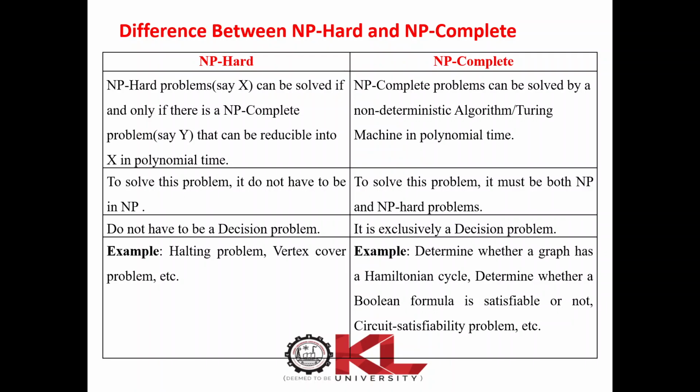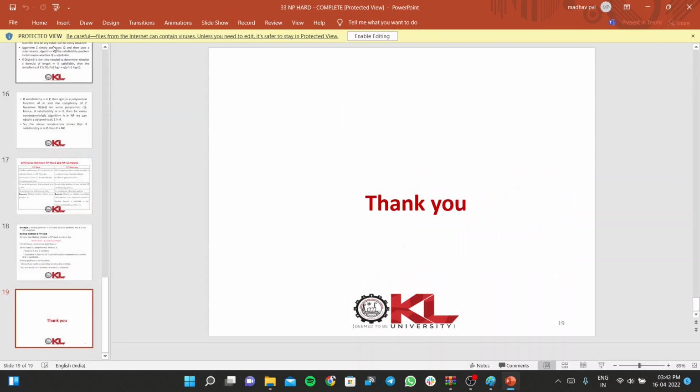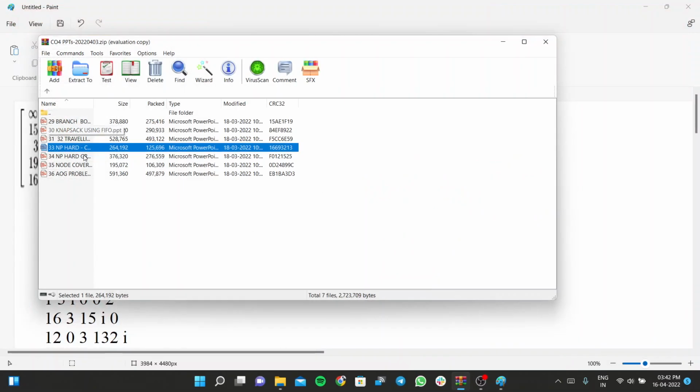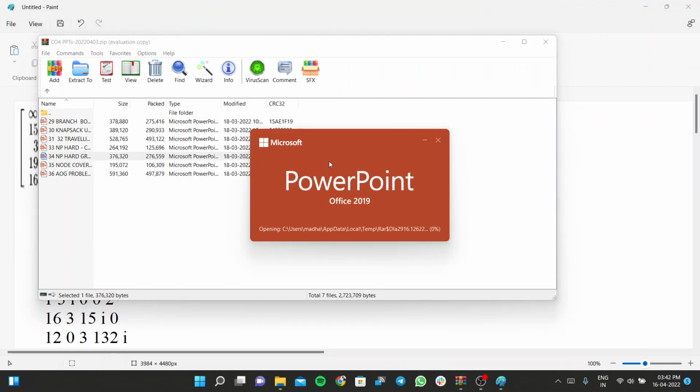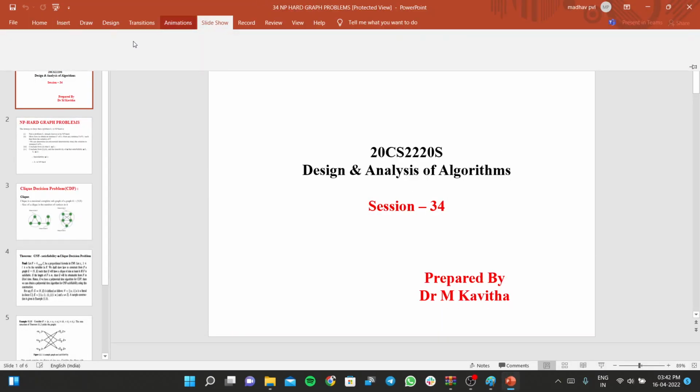I'm also not having good clarity regarding NP hard and NP complete, but these are the differences. If you remember these things, so that it can be reducible into x in polynomial time, by a machine in polynomial time. It must be both non-polynomial and non-polynomial hard. If you read this, there is not much remembering of concepts in this, but in this PPT there are some concepts which we need to remember.